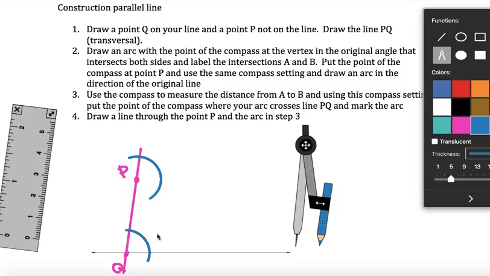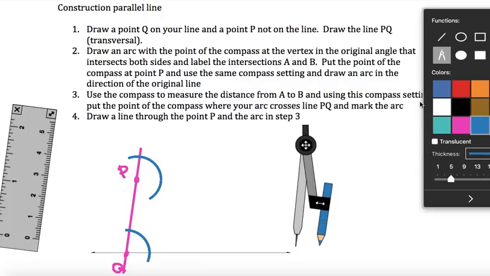The reason this works is the corresponding angle postulate, or the corresponding angle converse. So that says that if the corresponding angles are congruent, then the lines will be parallel. So I'm going to copy this angle Q up here to P so that I will have parallel lines using that converse.